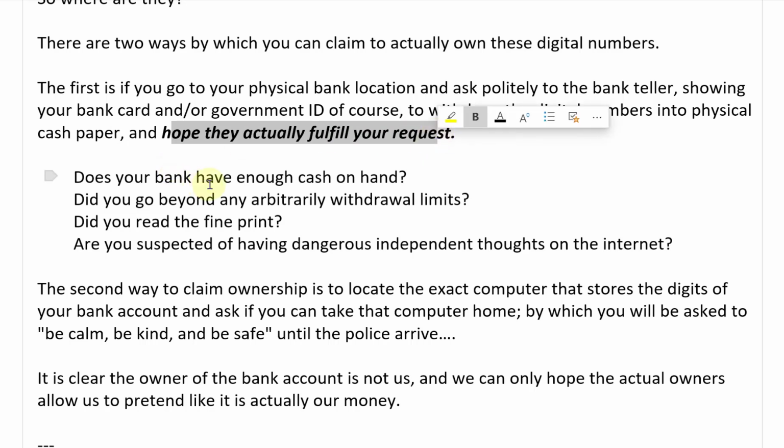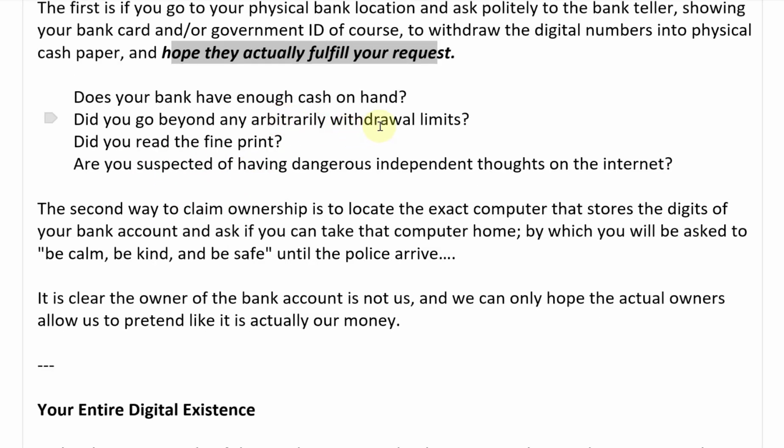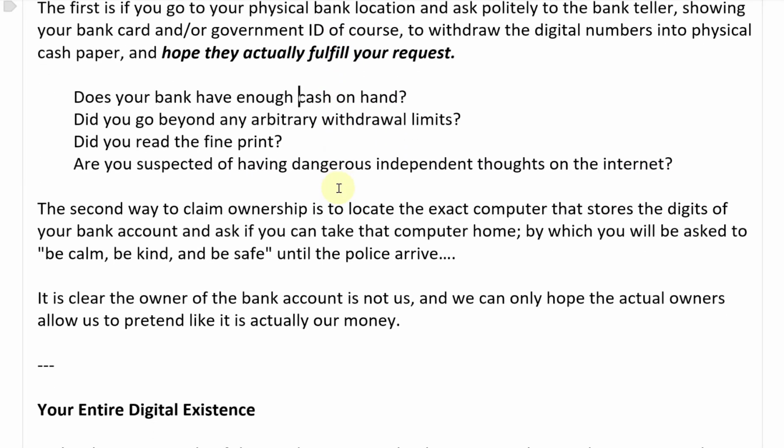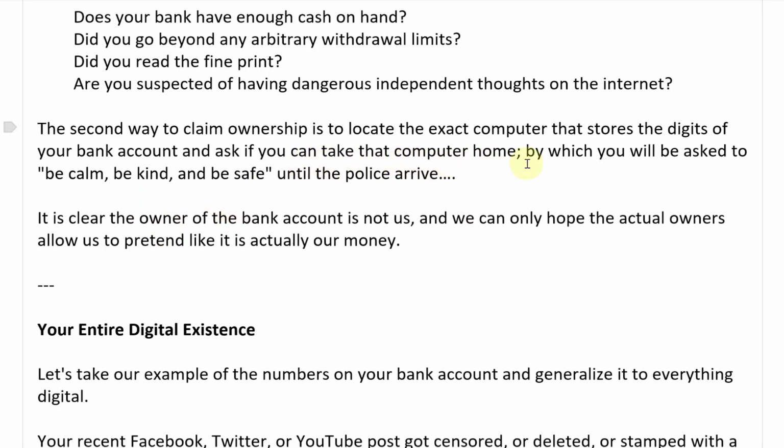Does your bank have enough cash on hand? Did you go beyond any arbitrary withdrawal limits? Did you read the fine print? Are you suspected of having dangerous independent thoughts on the internet? These are questions that you may have to comply with. The second way to claim ownership is to locate the exact computer that stores the digits of your bank account and ask if you can take that computer home, by which you'll be asked to "be calm, be kind, and be safe" until the police arrive.